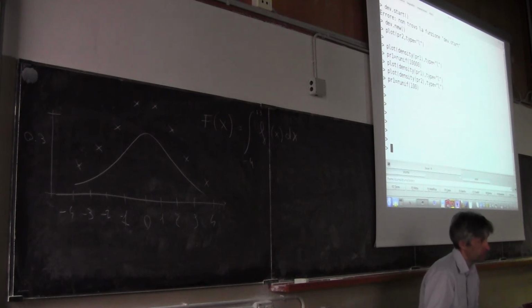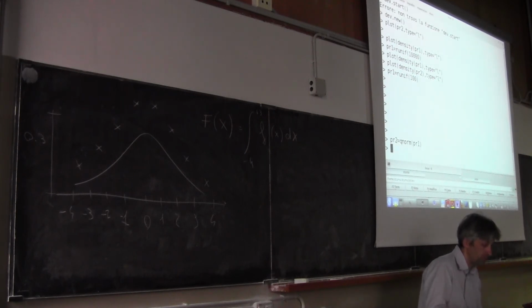And now, let's go to the second step, to generate outcomes from the Gaussian distribution. I generated the outcomes from the uniform. Now let me write PR2, which are outcomes from the Gaussian, is equal to qnorm. qnorm means inverse of the normal distribution, qnorm of PR1. It computes the inverse of the normal distribution for each outcome from the uniform. And let's see the results.